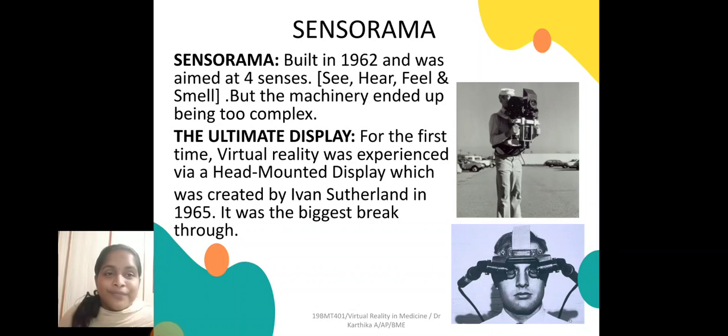Next one is Sensorama. It was built in 1962 and aimed at four senses: see, hear, feel and smell. But the machinery ended up being too complex. And also the Ultimate Display. For the first time, virtual reality was experienced through a head-mounted display, created by Ivan Sutherland in 1965. It was the biggest breakthrough because nowadays we use head-mounted displays in virtual reality. It is a major component in virtual reality applications.